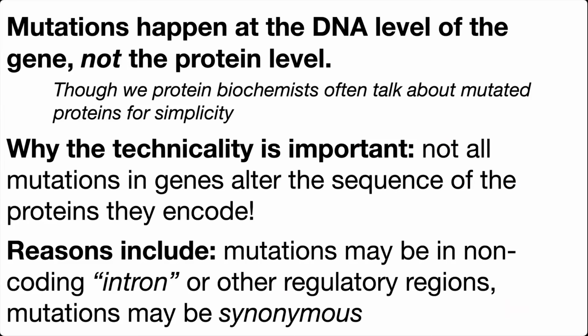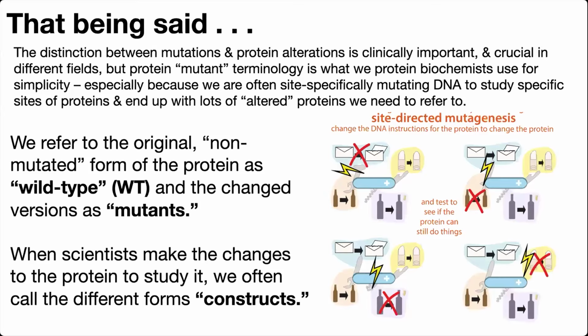So let's first start with why this distinction matters, that the mutations are happening at the DNA level and not the protein level. Not all mutations in genes are actually going to alter the sequence of the proteins that they encode. There are multiple reasons for this. One is that they might be in non-coding intron or other regulatory regions, and another is that the mutations might actually be synonymous. So really quick, let me go through what I mean by this.